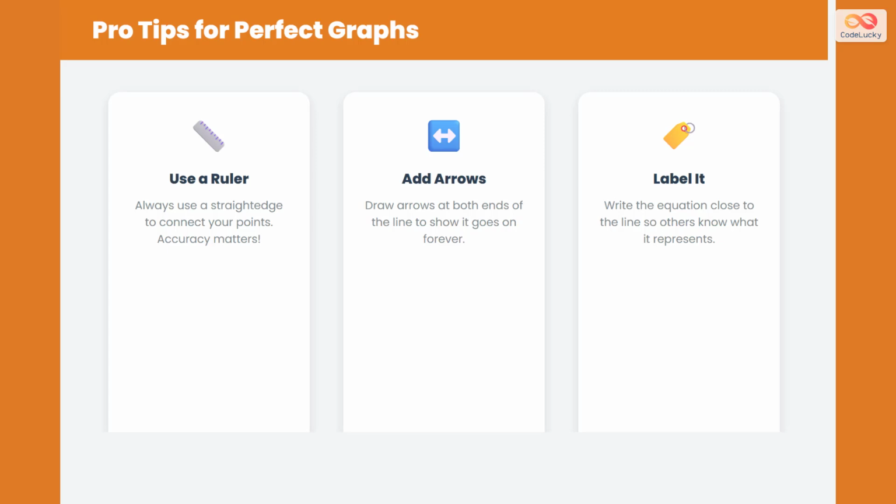Here are a few tips to make your graphs professional. Always use a ruler for straight lines. Add small arrows at the ends of your line to indicate it goes on infinitely. And finally, label your line with its equation so everyone knows what it represents.